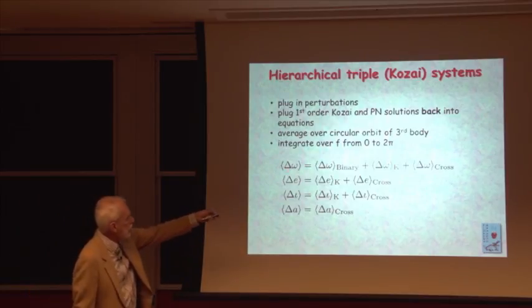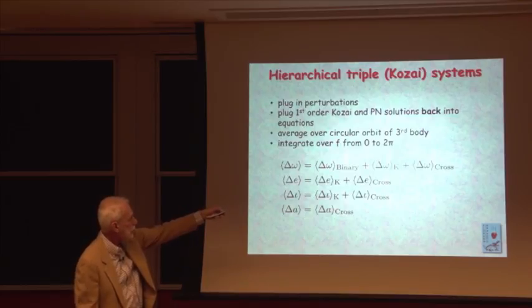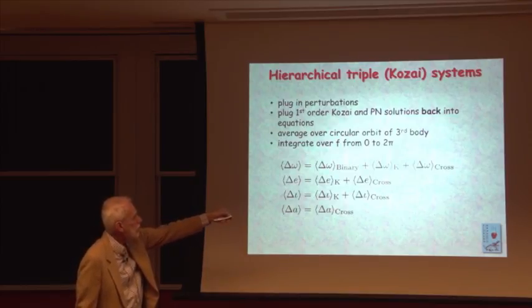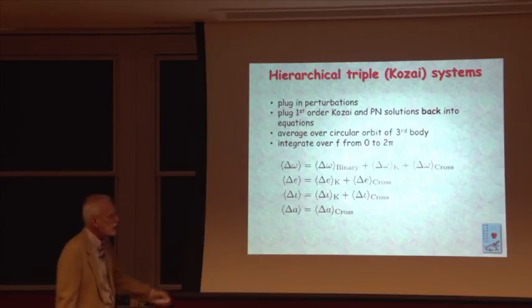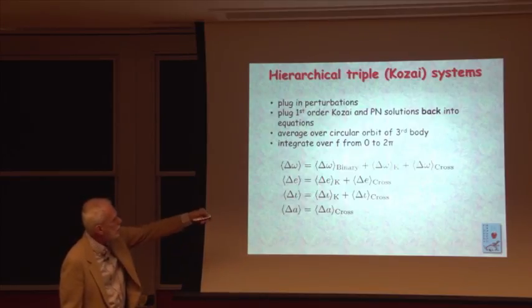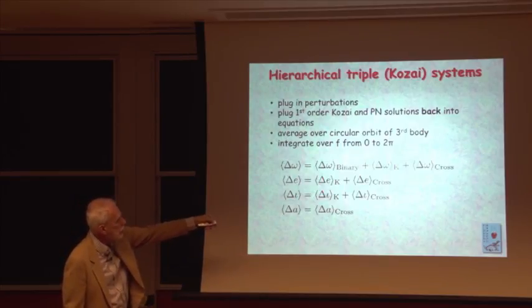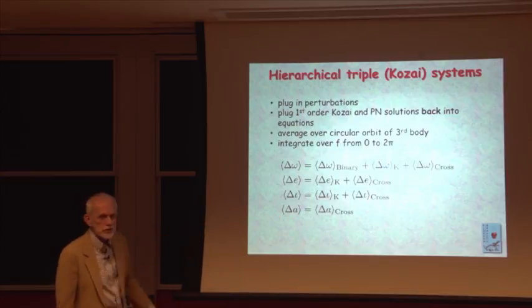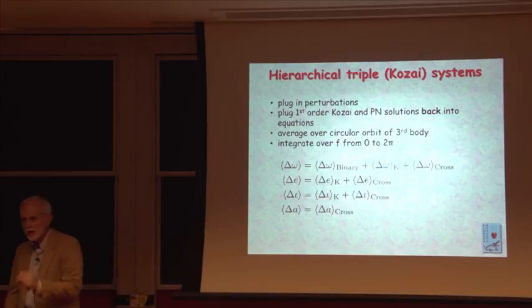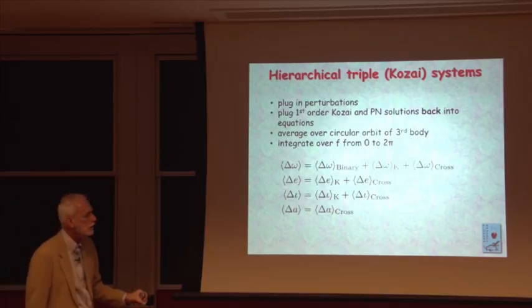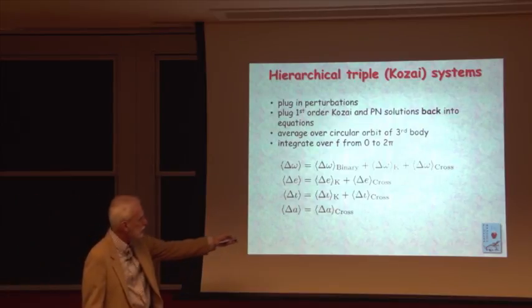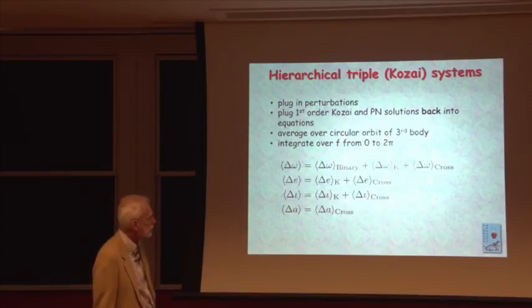So omega has, as you would expect, three contributions: the post-Newtonian, the Kozai contribution, and then a cross term. Eccentricity and inclination, of course, are constant in post-Newtonian theory, so there's only a Kozai effect and a cross term effect. And then again, as we saw in the quadrupole piece, a is constant in Newtonian theory with the Kozai term, constant in post-Newtonian theory, but when you include the cross terms, there's a variation.